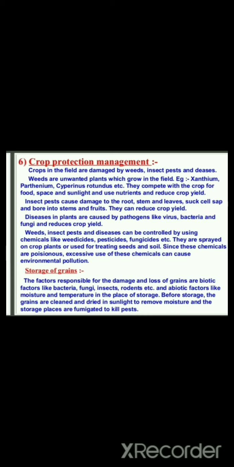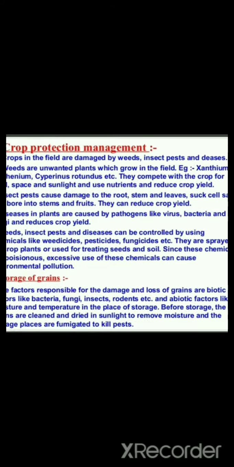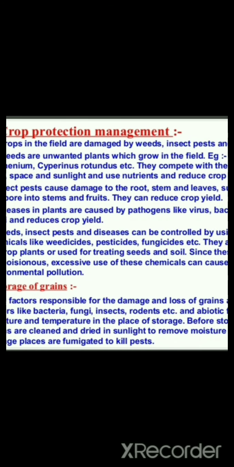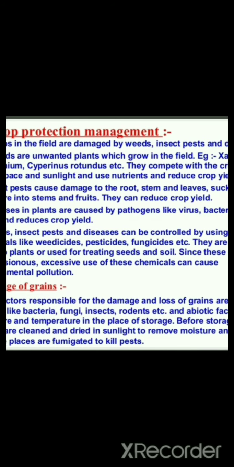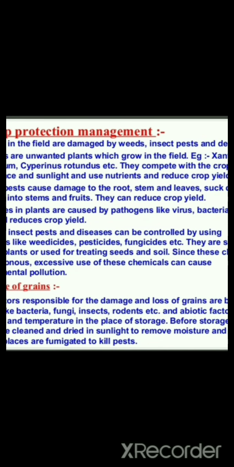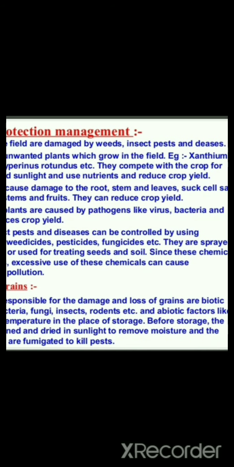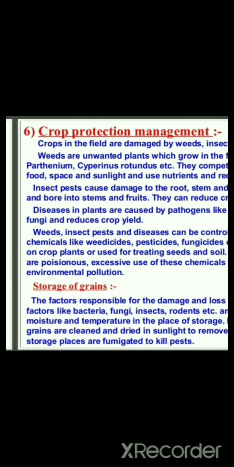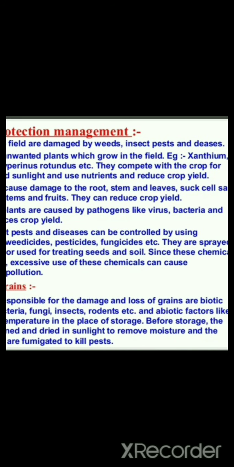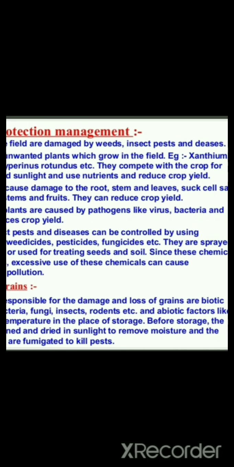Next is crop protection management. Crops in the field are damaged by weeds, pests and disease. As we know, these are the agents which damage our crop. Weeds are unwanted plants which grow in our field. For example, xanthium, parthenium, cyperus, etc. These are the weeds. They compete with the required crop for food, space and sunlight, use their nutrients and reduce our crop yield.